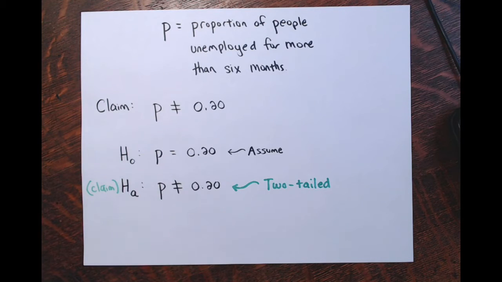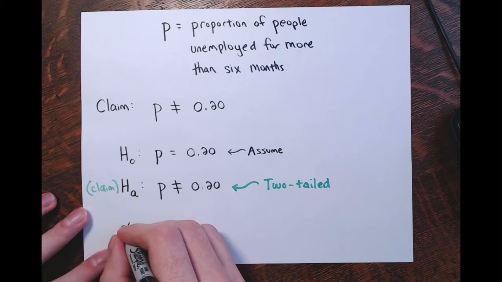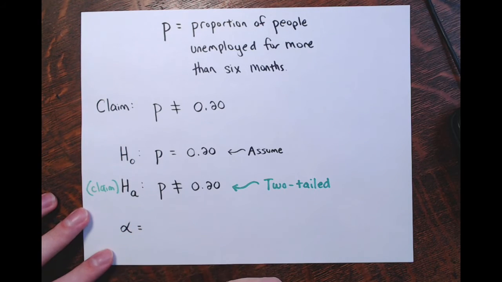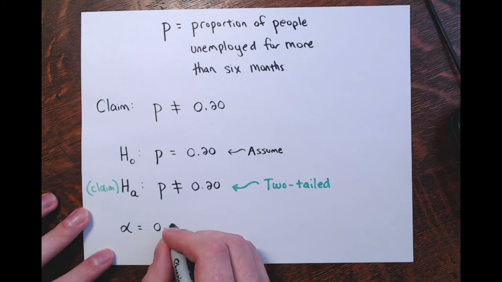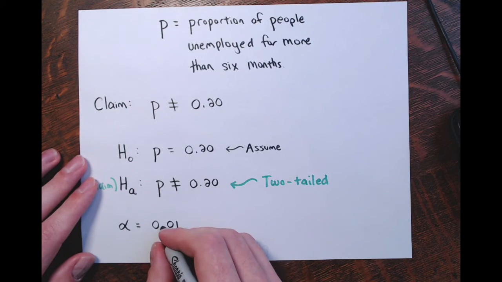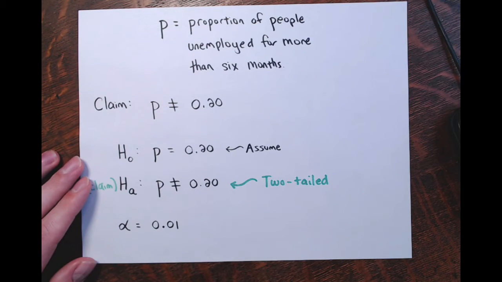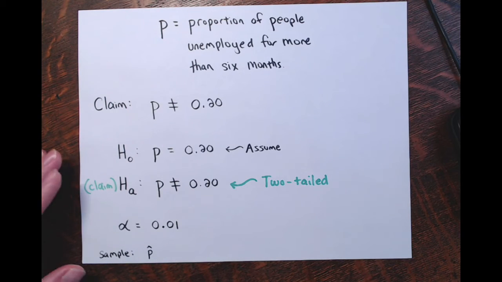Now, after the hypotheses are formed, usually you identify some sort of significance level, which was represented by this alpha. They said the economist chose a 1% significance level. So 1%, or 0.01. Then a sample would be taken and you'd get a sample proportion called p hat.